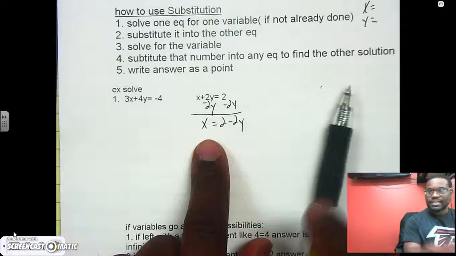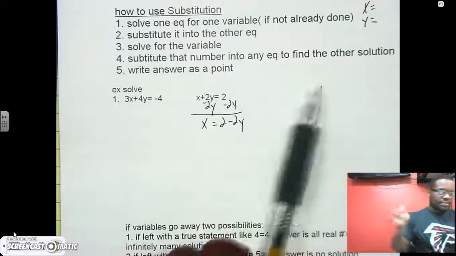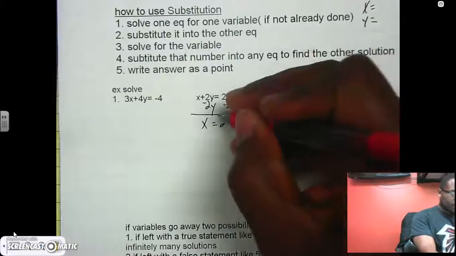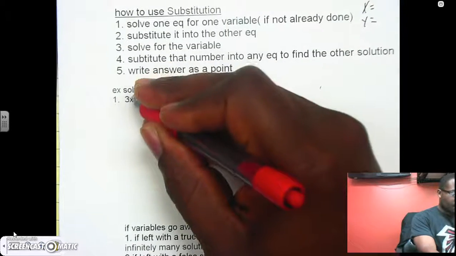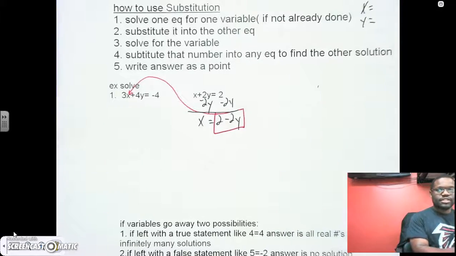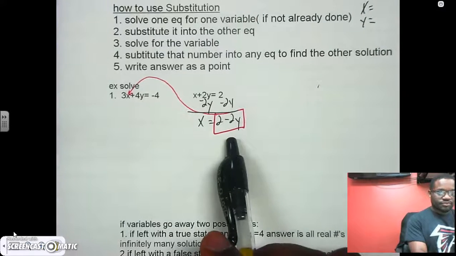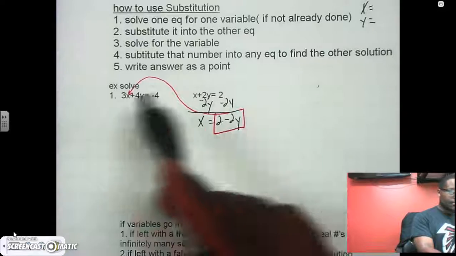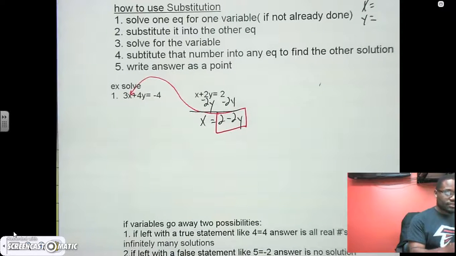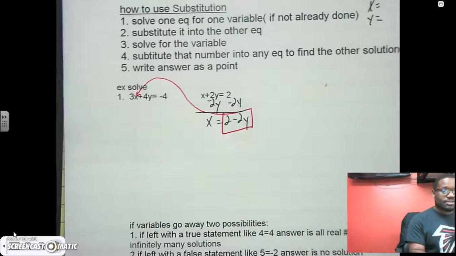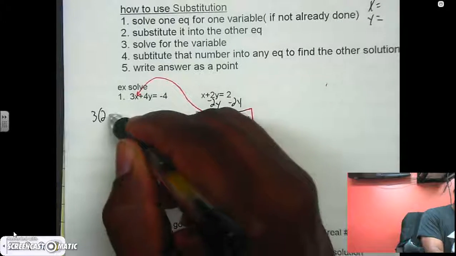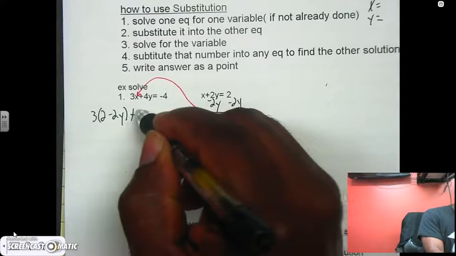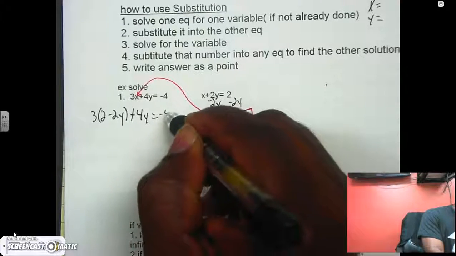Now substitution says, take that equation and substitute it into the other equation for that variable. So substitution says, take what x equals and substitute it in the other equation for x. So I'm going to do that. Whenever I get to x, I'm going to substitute. And I use parentheses when I substitute. 3 times (2 minus 2y) plus 4y equals negative 4.